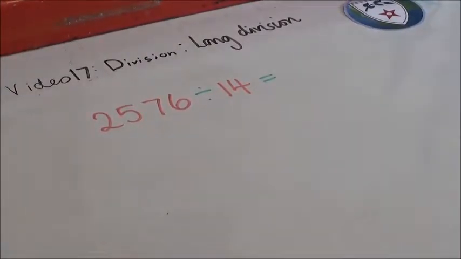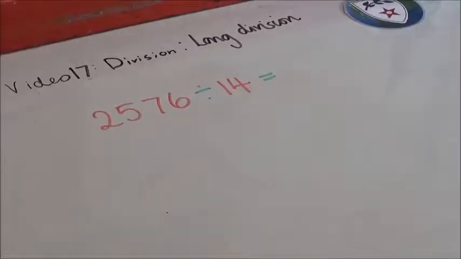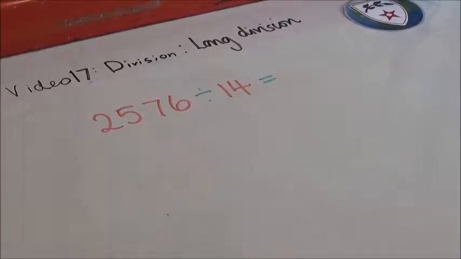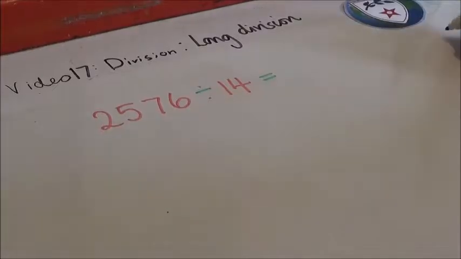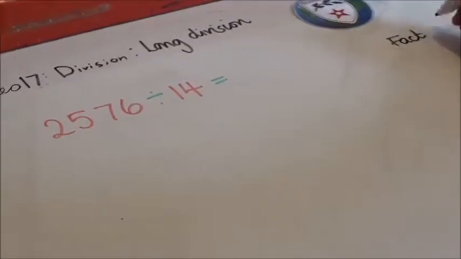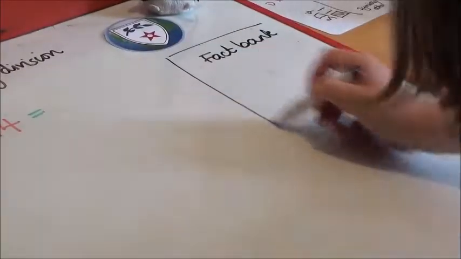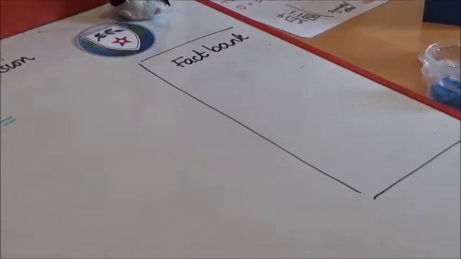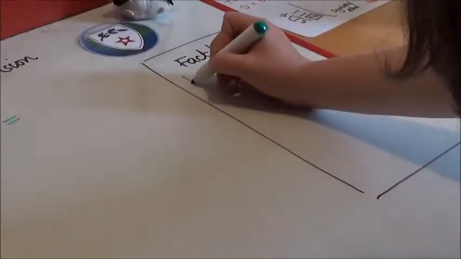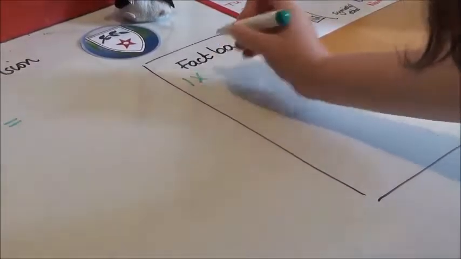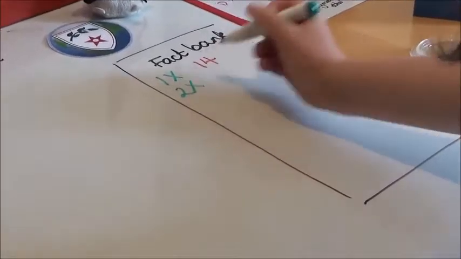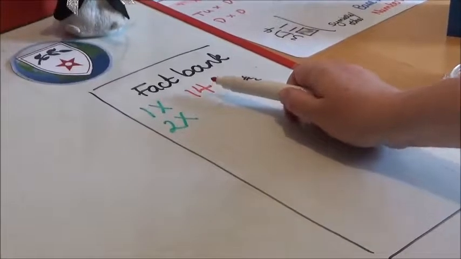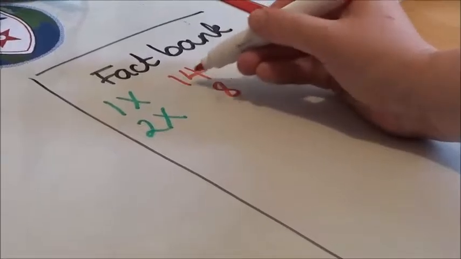Now, before we start tackling our long division strategy with this question, we need to get ourselves a fact bank. A fact bank is a handy tool to help us. So what we're going to do first of all is we know that 1 times 14 is going to be 14. 2 times 14 is just going to be double 14. So double 4 is 8 and double 10 is 20.